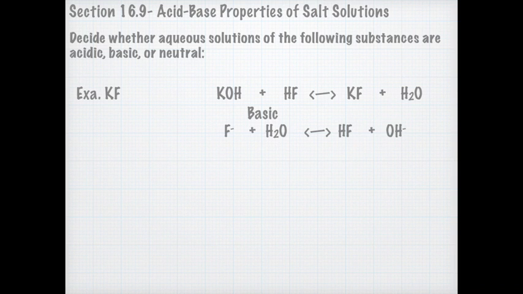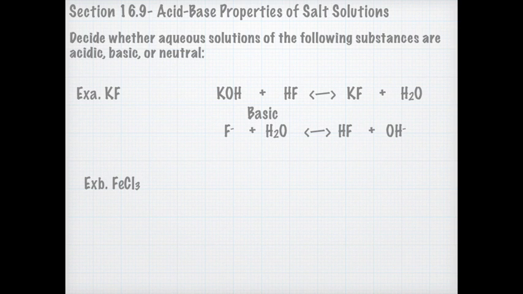And so the first step in these problems is to identify whether your solution is basic, acidic, or neutral, by thinking about where your anion and your cation came from. Potassium ion came from potassium hydroxide, therefore we don't even consider it to be an acid, while the fluoride ion came from hydrofluoric acid, and therefore it's going to be basic. From there, now that I know the fluoride ion can act like a base, I can write out a reaction just like what I had done before with other weak bases.